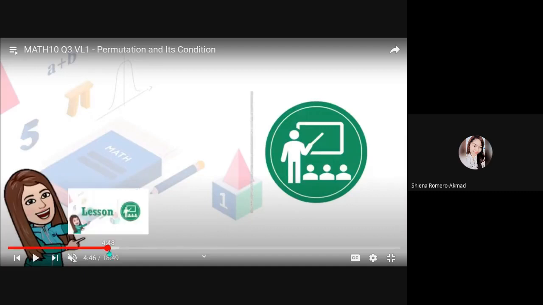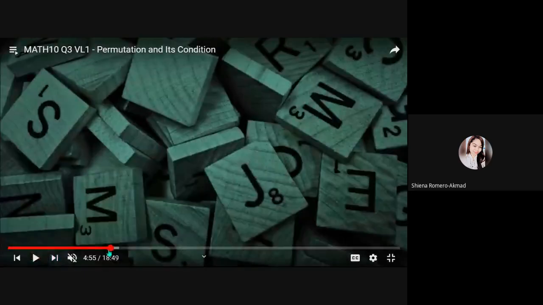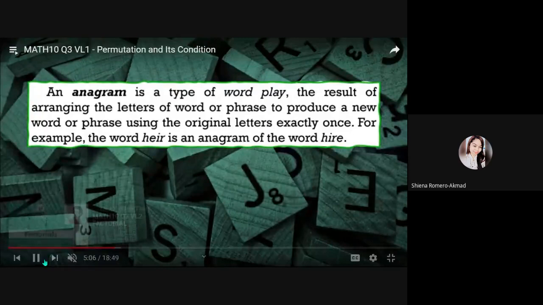So I have here a trivia. It's about anagram. Have you heard of the word anagram? Yes. So when we say anagram, it is a type of wordplay, the result of arranging the letters of the word or phrase to produce a new word or phrase using the original letters exactly once. Like, for example, the word air is an anagram of the word hand.